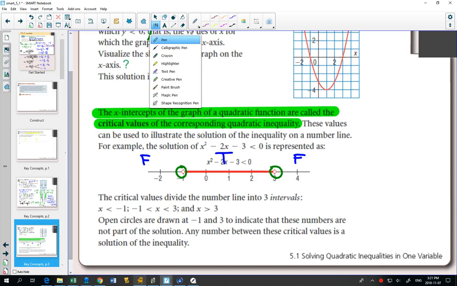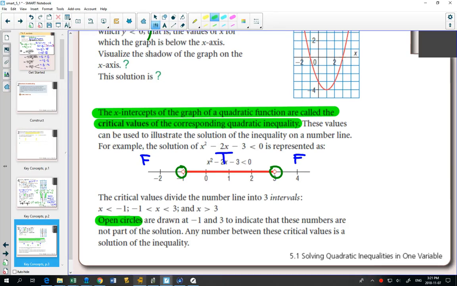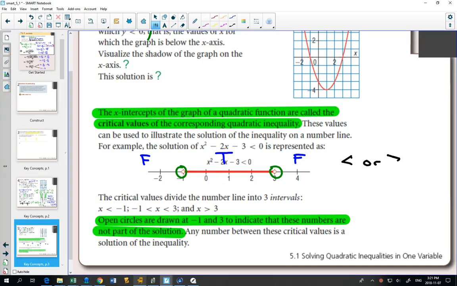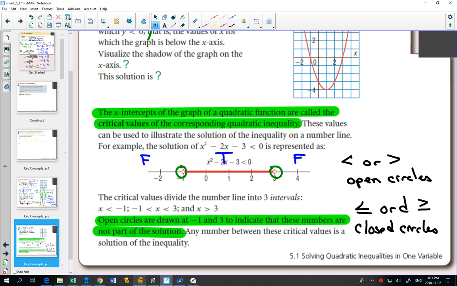So if you want to highlight the part about the open circles, the open circles say that those are not part of the solution. So with this symbol or this symbol, you will use open circles. With this symbol or this symbol, we'll draw closed circles.